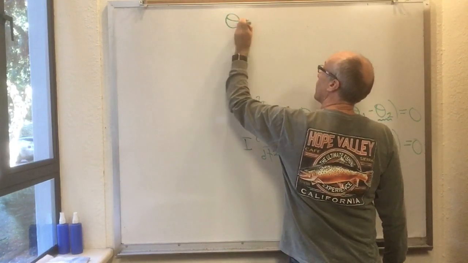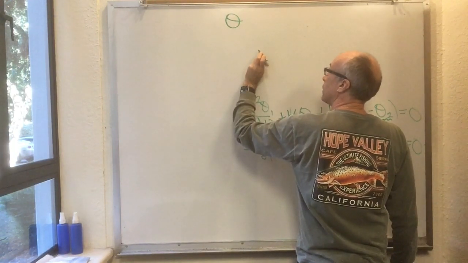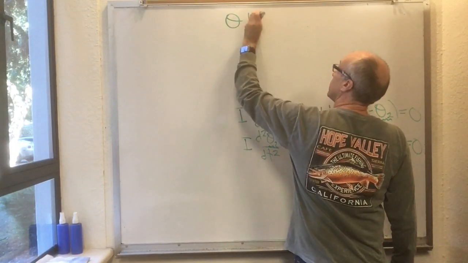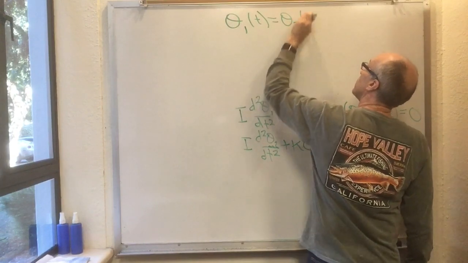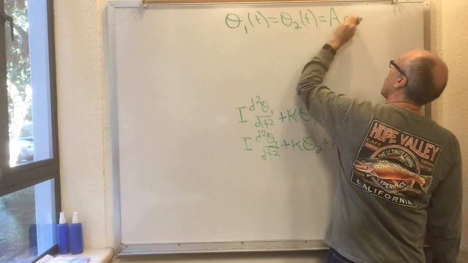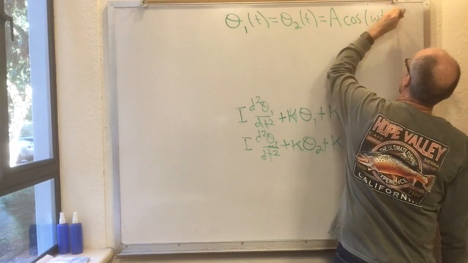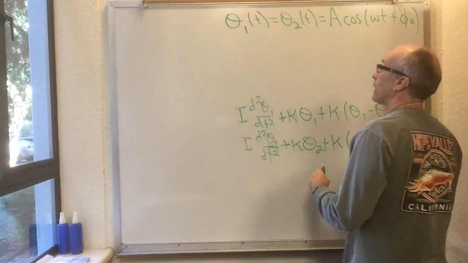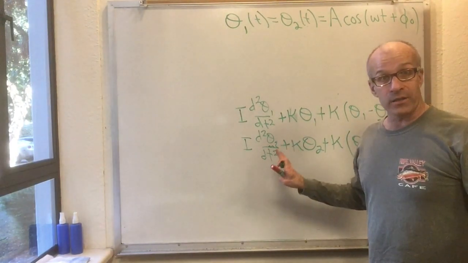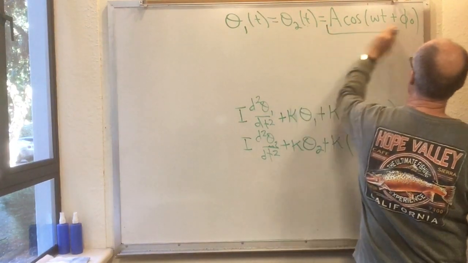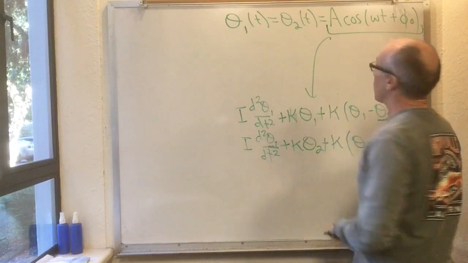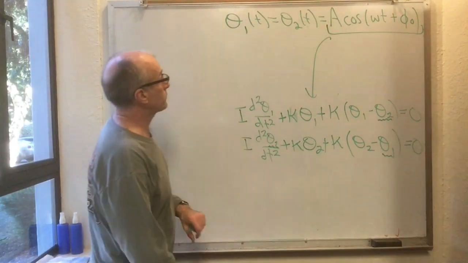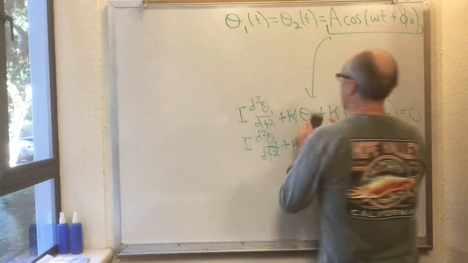So let's assume that there's a solution where they rock together. And that solution is going to be theta 1 of t equals theta 2 of t equals A cosine of omega t plus phi naught. That's going to be a possible solution of these equations. You're going to stick it into these equations and see whether it works, and if it works, what omega is. And we'll do that in class together on Wednesday.